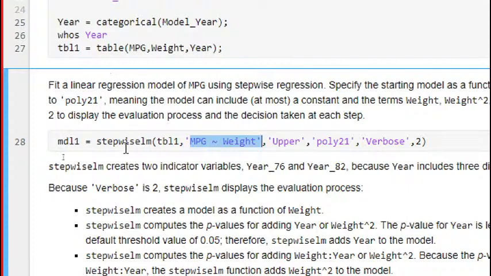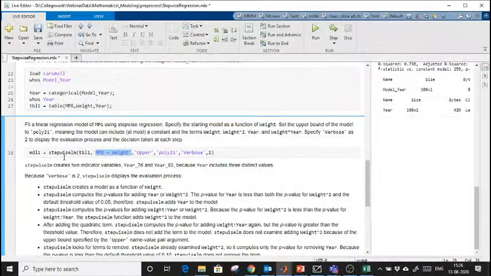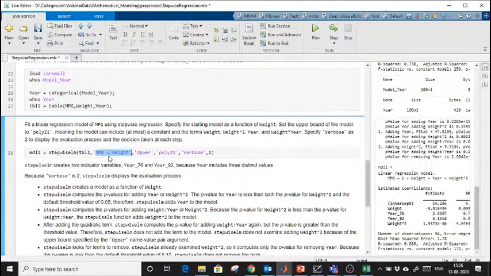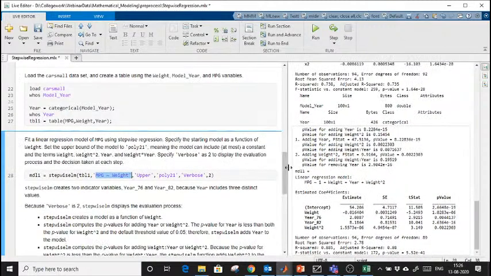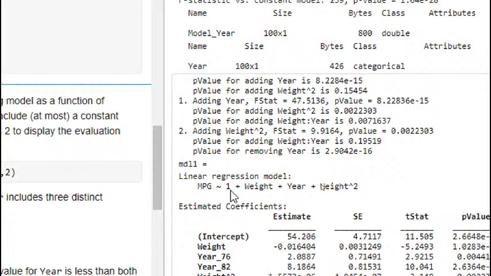So if I use this function, it will choose the best fit. By default, it uses p-value as the criterion. If the p-value is lower, then that term will be added. If the p-value is higher than the threshold value, it will be excluded. Okay, I am going to run this model. Now you see here, it is executed 2 times. See here, this is my equation. Mileage is equal to some constant plus some coefficient into weight plus some coefficient into year plus some coefficient into weight square.